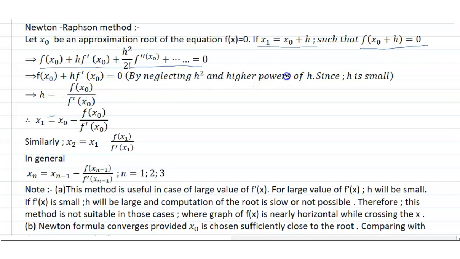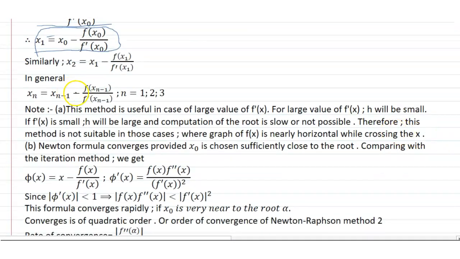Higher terms are neglected because h is very small, so h square is also small. So we apply f(x0) plus h f dash x0 equals 0. So h is equal to minus f(x0) divided by f dash x0. So x1 equals x0 minus f(x0) divided by f dash x0. Similarly, x2 equals x1 minus f(x1) divided by f dash x1, and xn equals xn minus 1 minus f(xn minus 1) divided by f dash xn minus 1.